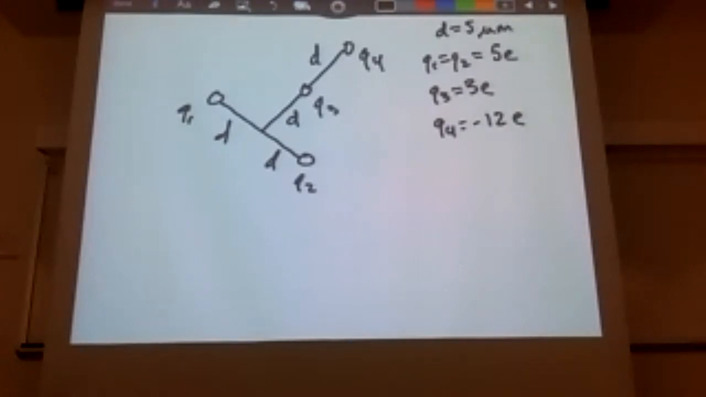Everyone's okay? So good. What we want to know is what is the total electric field at this point, at point P. So we want to know what is the total electric field at point P. That's what we want.